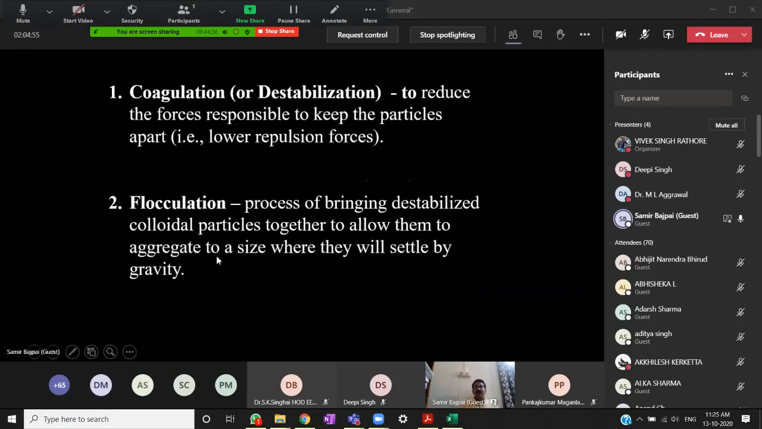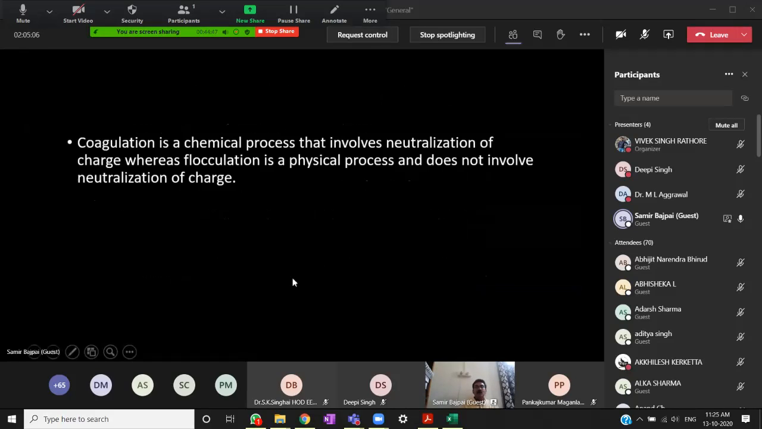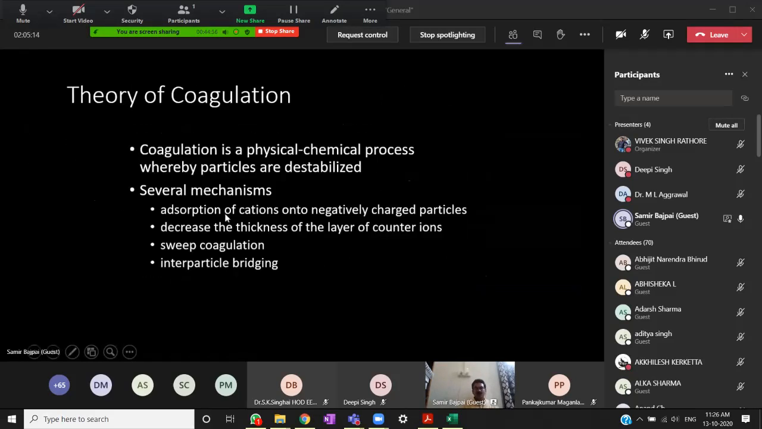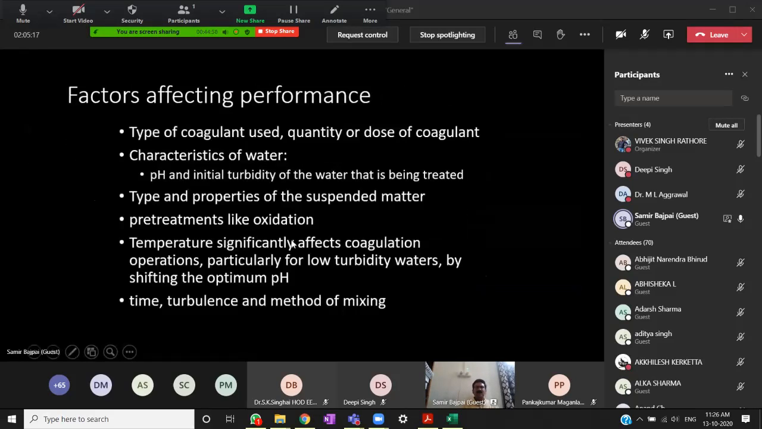Then bringing particles and this flock together is known as flocculation. So coagulation is done by rapid mixing, and flocculation is done by slow mixing of the water in the treatment plant. Coagulation is a chemical process that involves neutralization of charges, whereas flocculation is a physical process and does not involve neutralization of charges. We won't be going into the theory of coagulation; the broad terminology we have discussed.